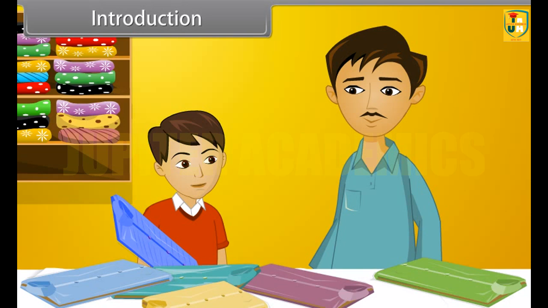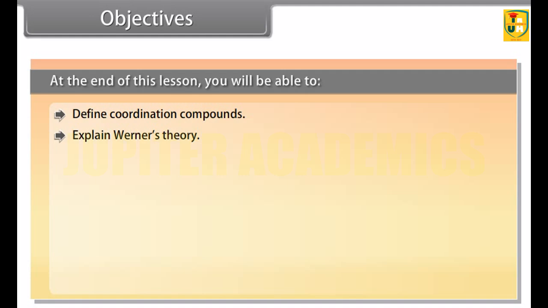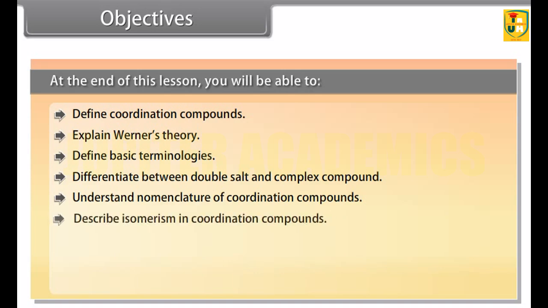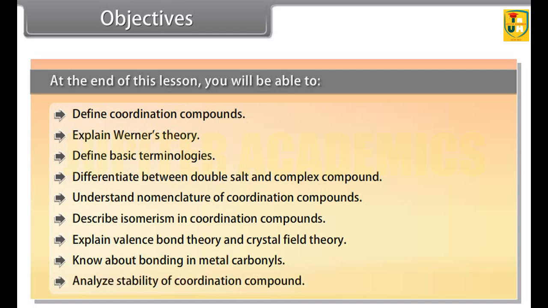Students, today we will study more about the coordination compounds. Objectives. At the end of this lesson, you will be able to define coordination compounds, explain Werner's theory, define basic terminologies, differentiate between double salt and complex compound, understand nomenclature of coordination compounds, describe isomerism in coordination compounds, explain valence bond theory and crystal field theory, know about bonding in metal carbonyls, analyze stability of coordination compound.